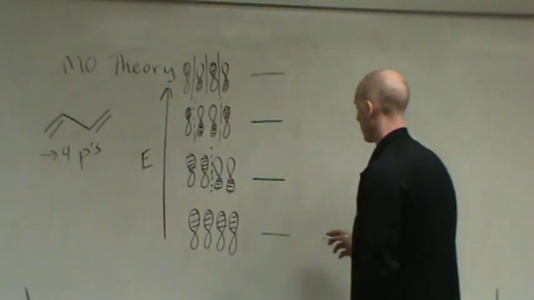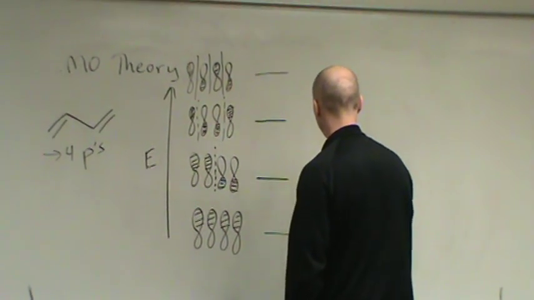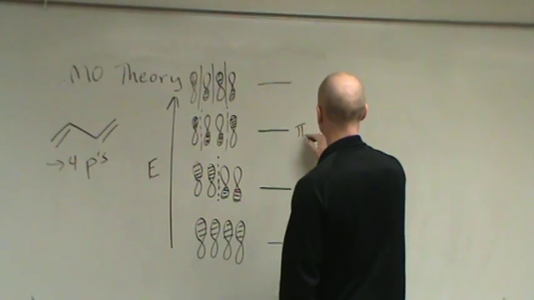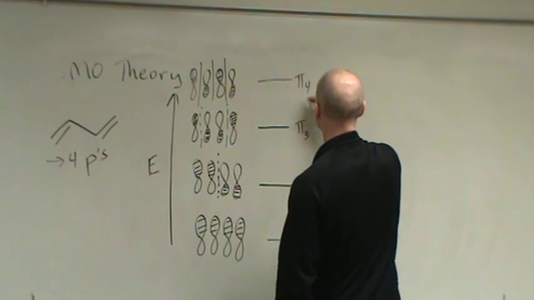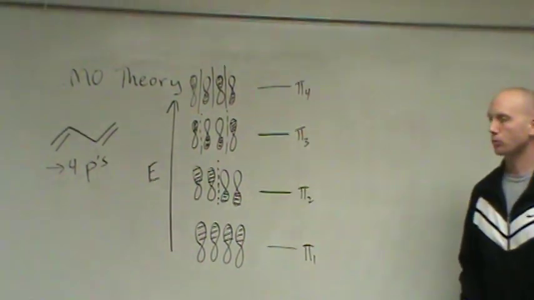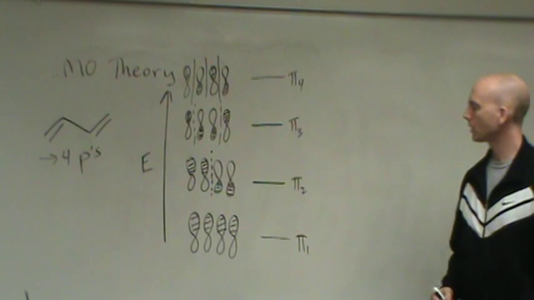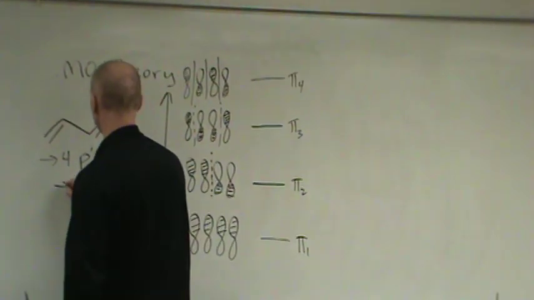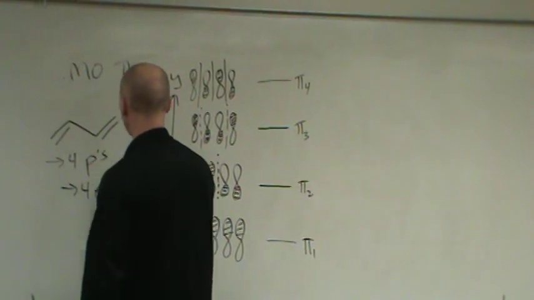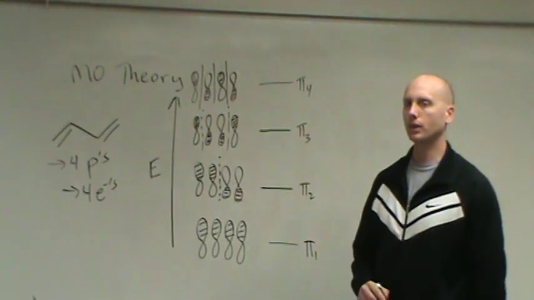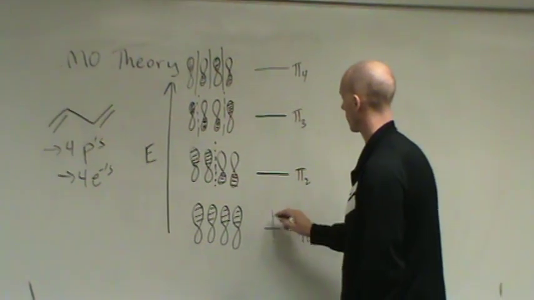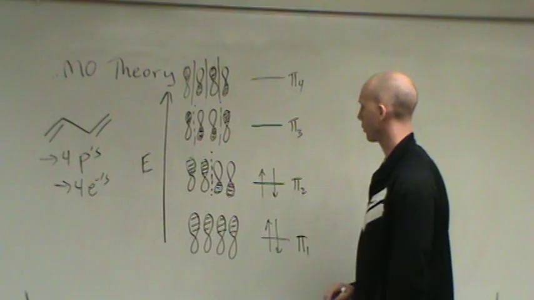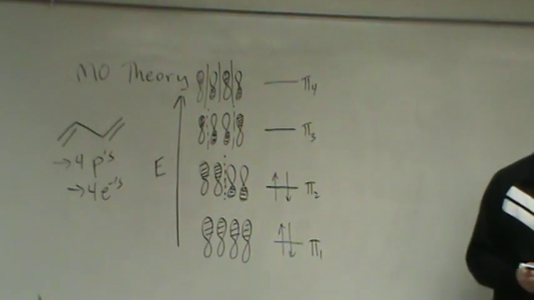So here we can call these levels pi 1, pi 2, pi 3, and pi 4. And with 4 p orbitals, this gives us 4 electrons to put in these slots. So they would go 1, 2, and 3, 4 as I continue to build up in energy.